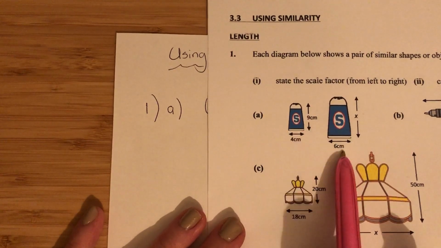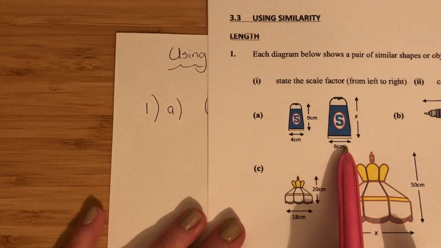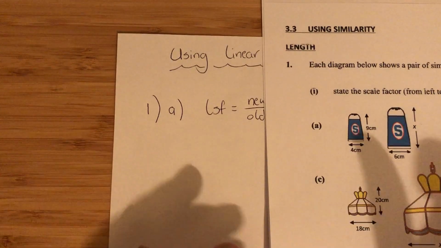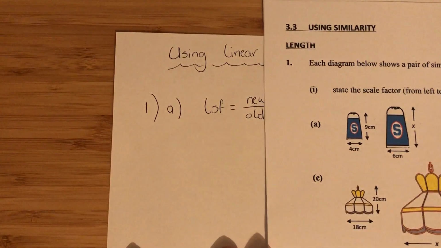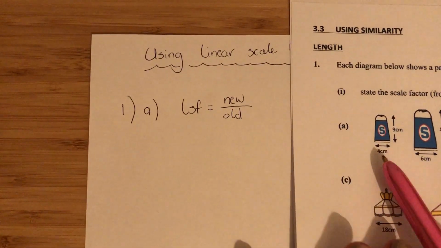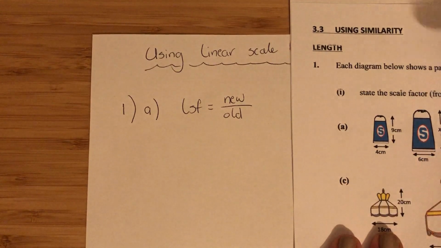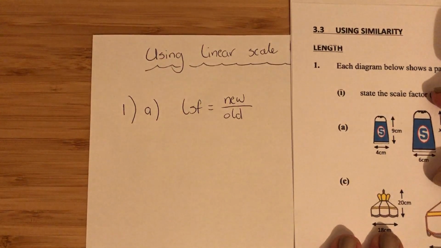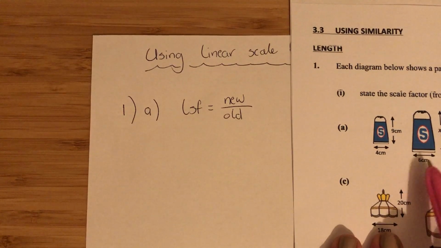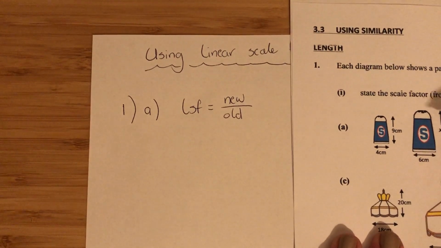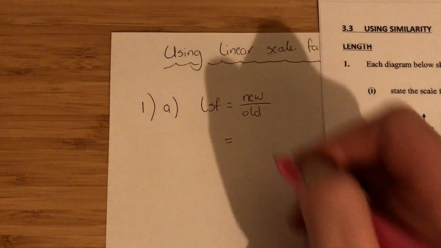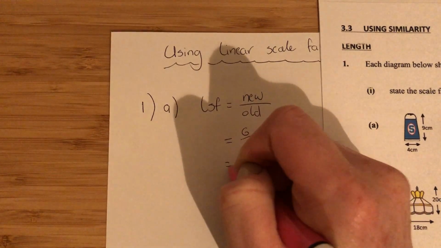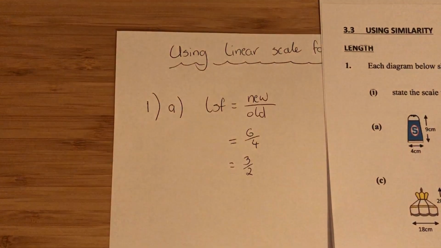This has been enlarged, and that one matches the one at the bottom. We're going to use two that match where we know both the lengths. We know the 4 and we know the 6. Now, the new one is the one that's been enlarged. We started with this shape and enlarged it, so our new length here is 6. It's good to think of the new one as the one we've got a missing side on. So our linear scale factor becomes 6 over 4, which is 3 over 2 if we simplify it. So we have our scale factor, which is the first part here.